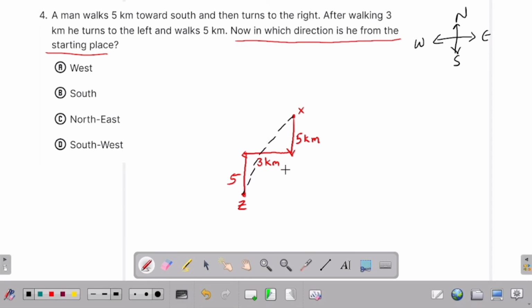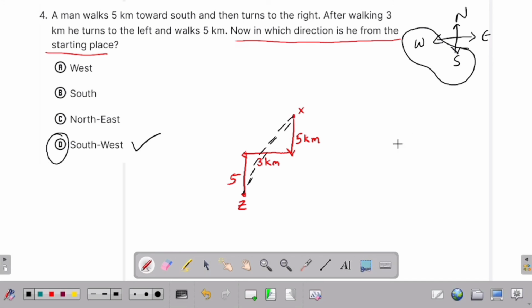So now which direction is he in? Suppose he is here, right? So now which direction is he in from the starting position? Southwest, yes or no? With respect to the starting position, which direction is he in now? This is the starting position. He is in the southwest direction. Option C is the correct answer.